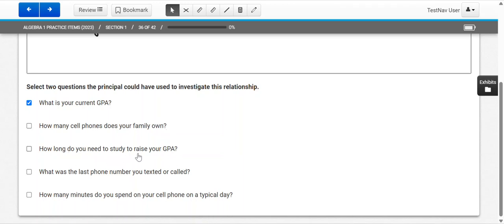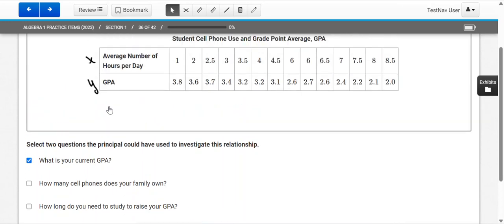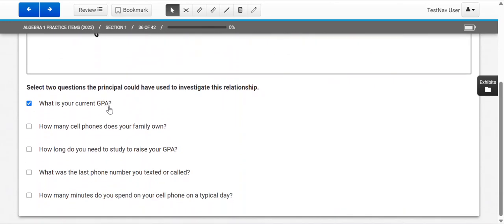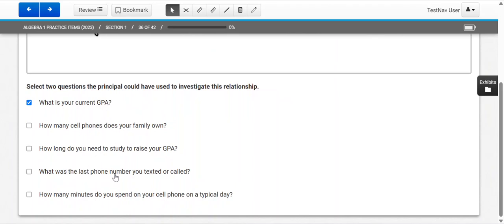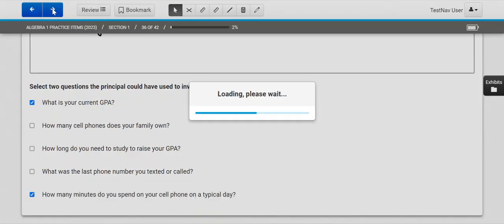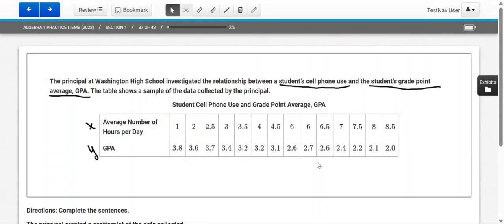How long do you need to study to raise your GPA? He's not really looking at how long they studied. He's just looking at how long they used their phone per day. What was the last phone number you texted or called? How many minutes do you spend on your cell phone on a typical day? That's definitely the other one. Okay, so read the question and then see how to answer it. Next one. So it looks like it's the same data.